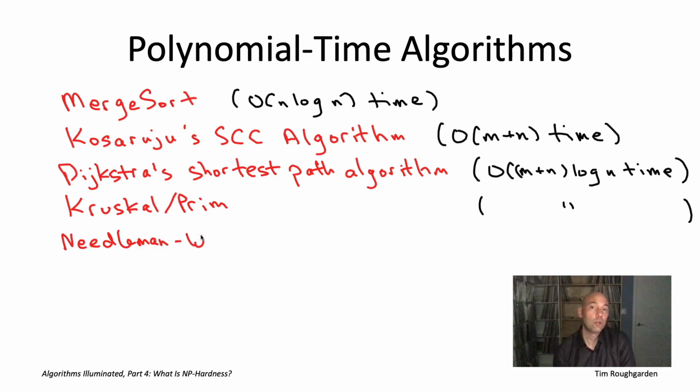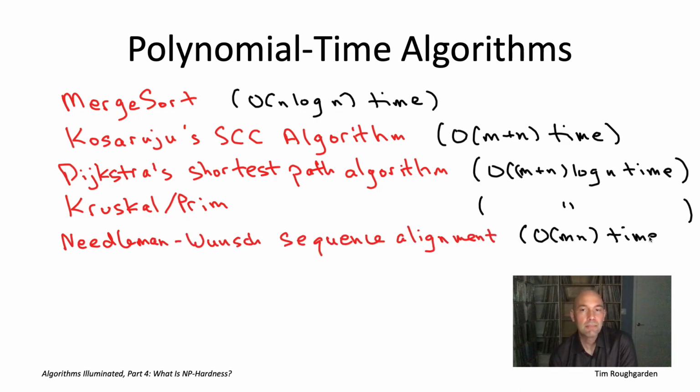But we did see a polynomial time algorithm for it. Our dynamic programming algorithm ran in O of m times n time, where m and n denote the lengths of the 2 input strings. So that's bounded above by a polynomial function of the input size being m plus n.